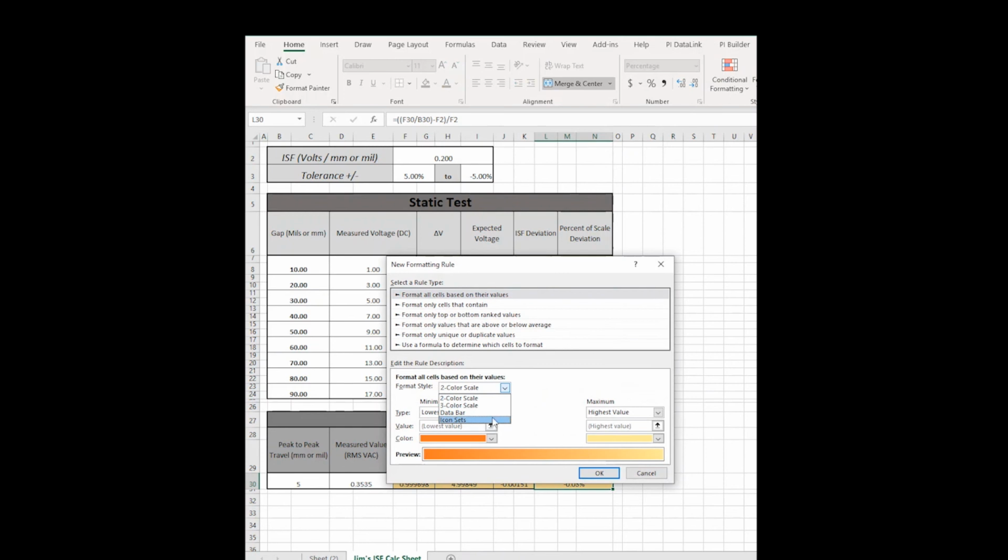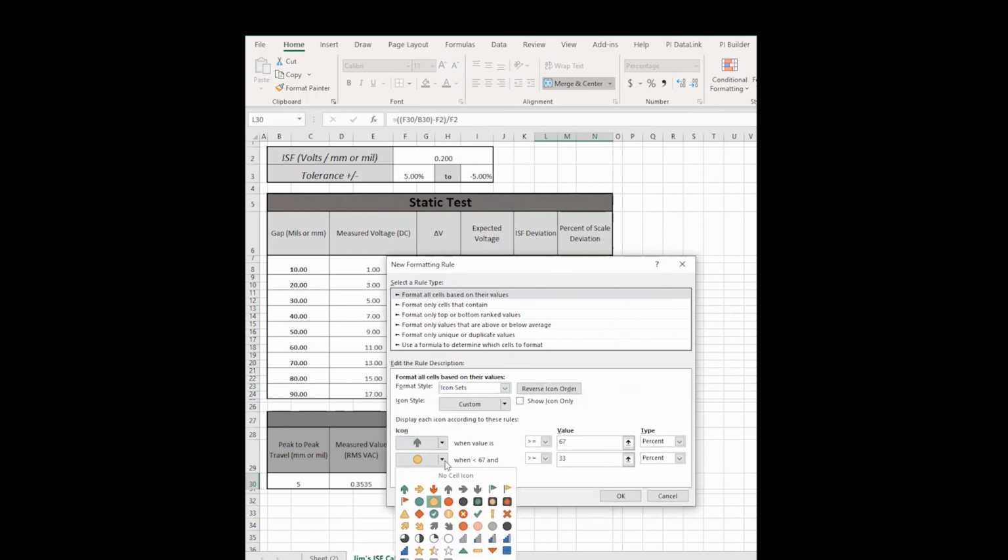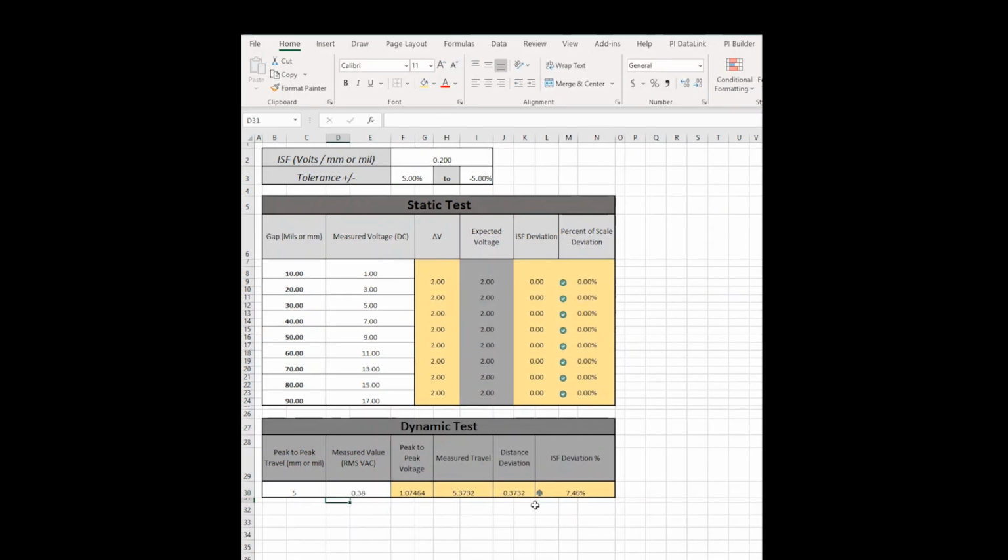All right, let's build it again down here. Icon up, green check, down arrow, reference the tolerance.